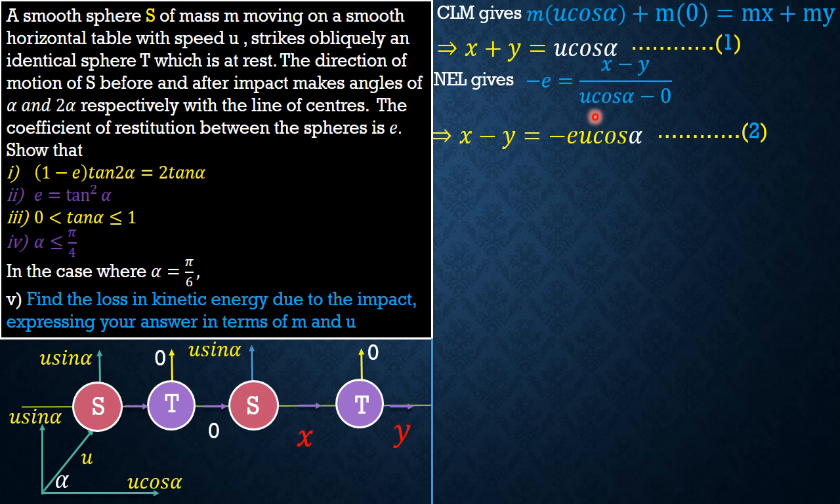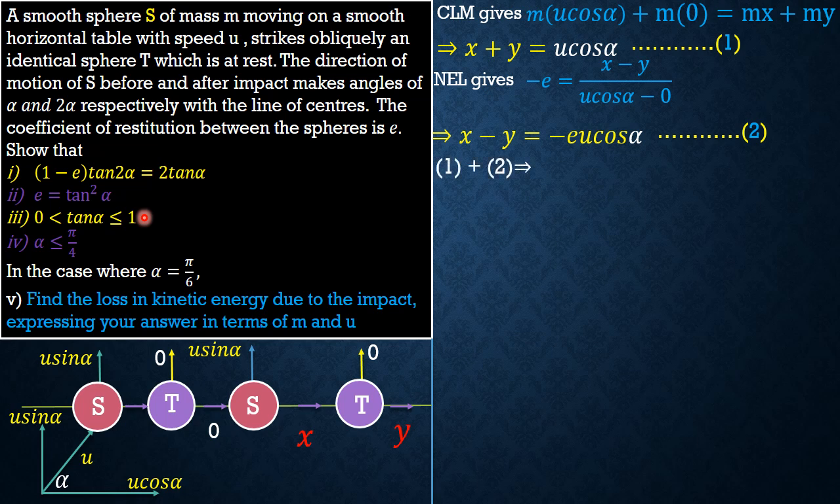Keep in mind that we need the speeds of sphere S and sphere T, because we are going to use the speeds to answer all of these problems. Though the question did not tell us plainly that we should look for the speeds, in this case we need them. Alright, let's get the speed of sphere S first by simply adding up the two equations.